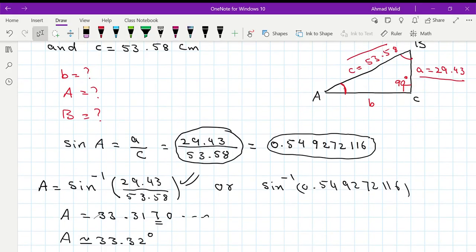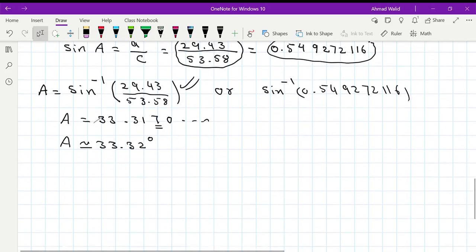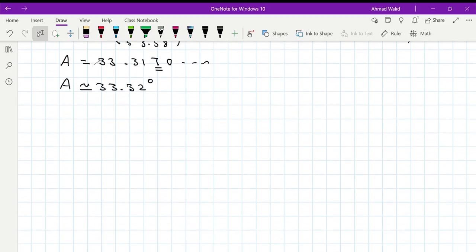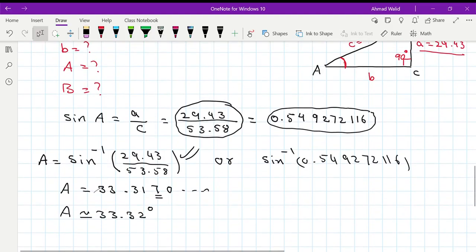Next one, I can use the cosine relation, or you can use the easy way: add the three angles of the right triangle and solve for B. You can go that way too, whichever way you like. I will use the cosine relation to give you more practice, because we want to practice here.